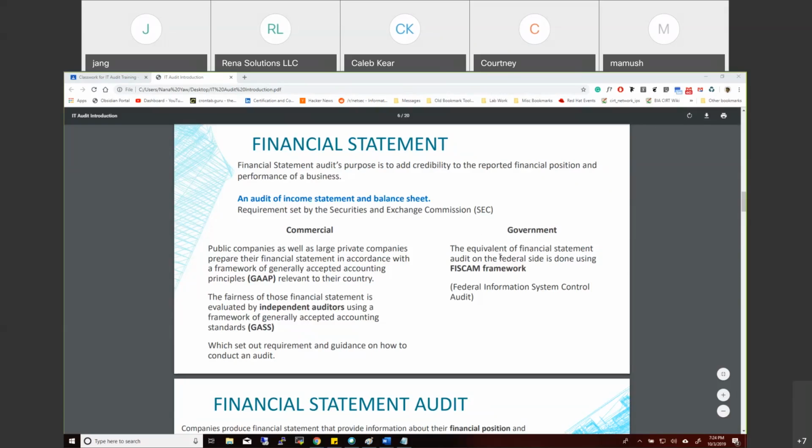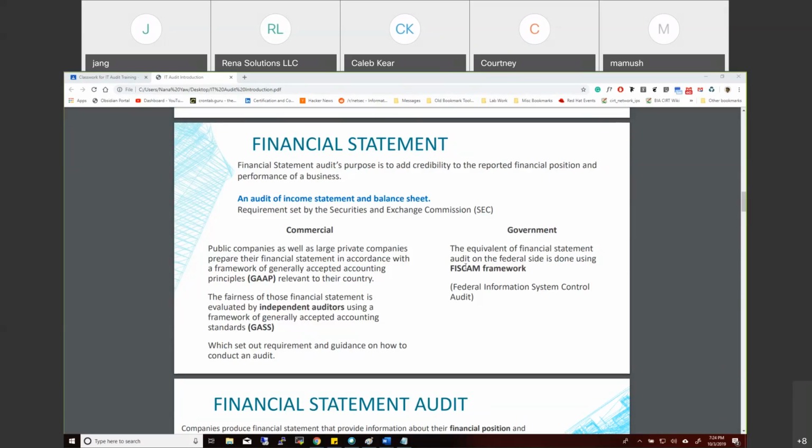I'll continue. If you have any questions, please do raise them. I just want to make sure that we all understand, okay? Financial statements are normally done in two forms, okay? There's the financial statement done for commercial companies, which are public companies, okay? And financial statements can also be done for government entities.